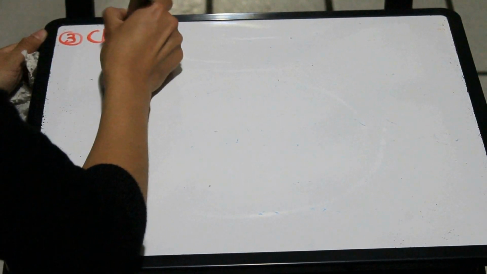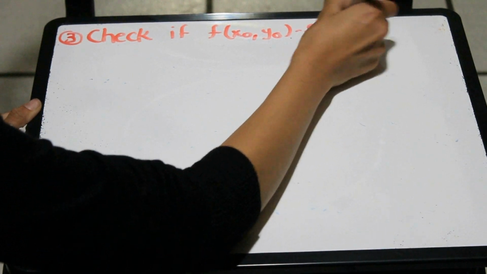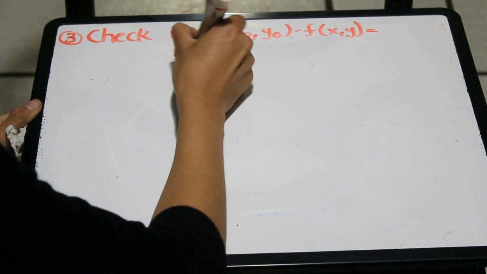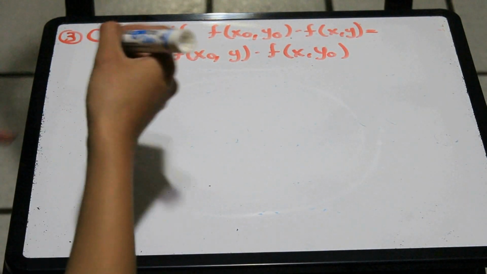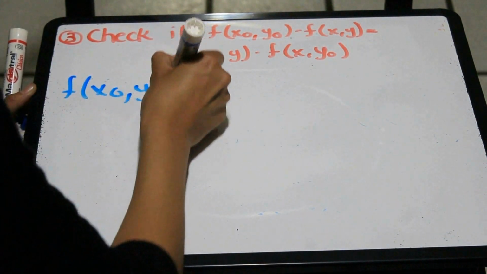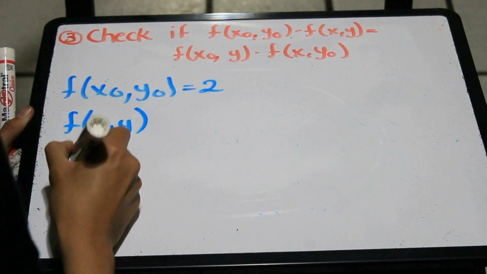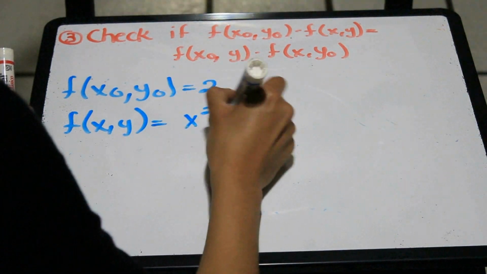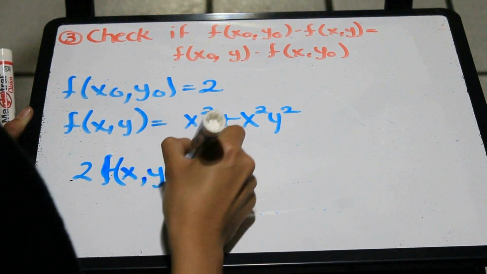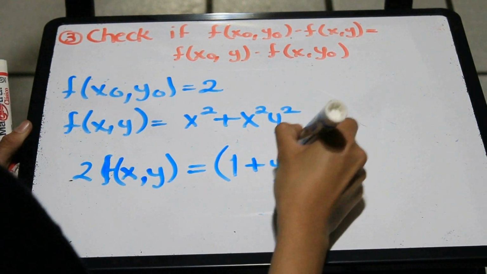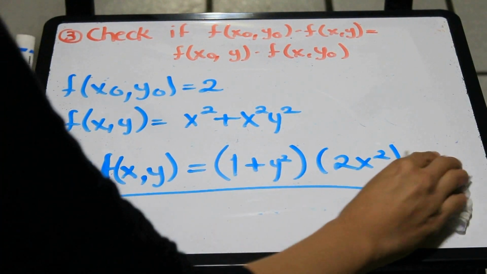Going to step number 3, we must check that f of x0, y0 times f of x, y is equal to the multiplication of f of x0, y and f of x, y0. We know that f of x0, y0 is 2 and that f of x, y is the original function. For this we are going to reorganize the two sides of the equation and it will be this way: 2 times the original function, that is x squared plus x squared y squared, is equal to the result we had obtained.